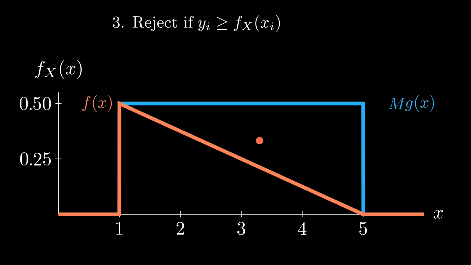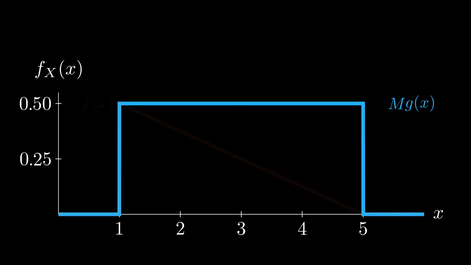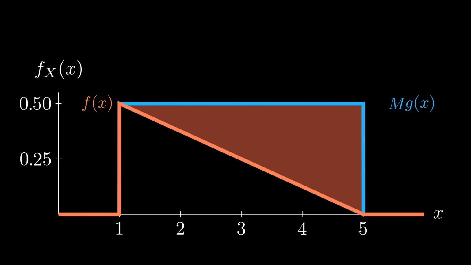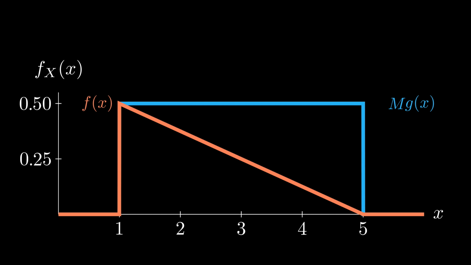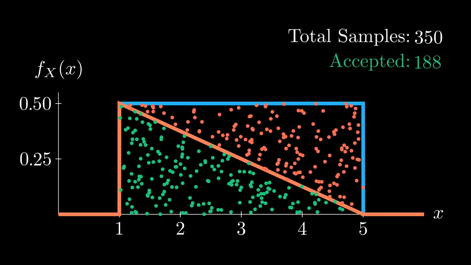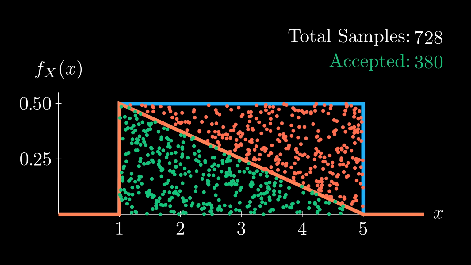A simpler way to visualize this algorithm is that we are sampling the area under mg of x with uniform probability. However, we are only keeping the points that happen to fall underneath our curve. And notice that, because our triangular distribution is taller on the left, we have a much higher success rate there. And this naturally weights our samples, ensuring we collect more values from the higher probability regions of our distribution. And here I've generated 1,000 samples via this approach, and notice that the logic holds.